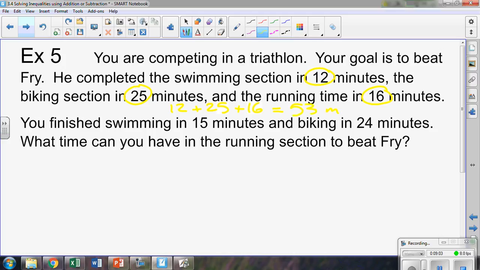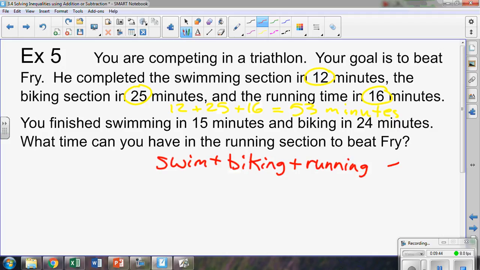So essentially, since your goal is to beat Fry, that means your goal is to finish faster than 53 minutes. Now, please consider this. If your goal is to finish faster than 53 minutes, is your goal to finish less than 53, or is your goal to finish greater than 53? Since your goal is to finish in less than 53 minutes, we would be able to look at it and say your swimming section combined with your biking section combined with your running section should be less than 53 minutes.